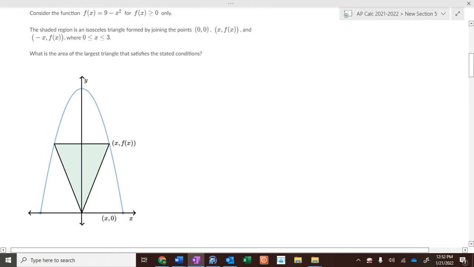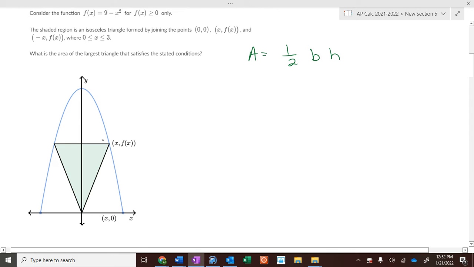This triangle. What's the largest area this triangle could be? Now, we could make the triangle skinnier like this, or we could make it really short and fat like this. We're just wondering, where do we put it to make it the largest possible area, to maximize the area? So, what is the area formula for a triangle? 1/2 the base times the height.